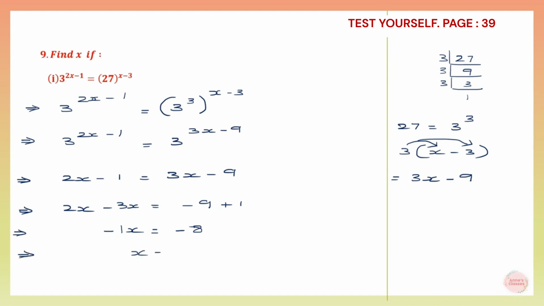Let's find the value of x. This is minus 8 divided by minus 1, because here we have transposed this minus 1 to the other side. So it has become plus. Now let's cancel. And 8 by 1 is equal to 8. So we have found the value of x. X is equal to 8. This is our answer.